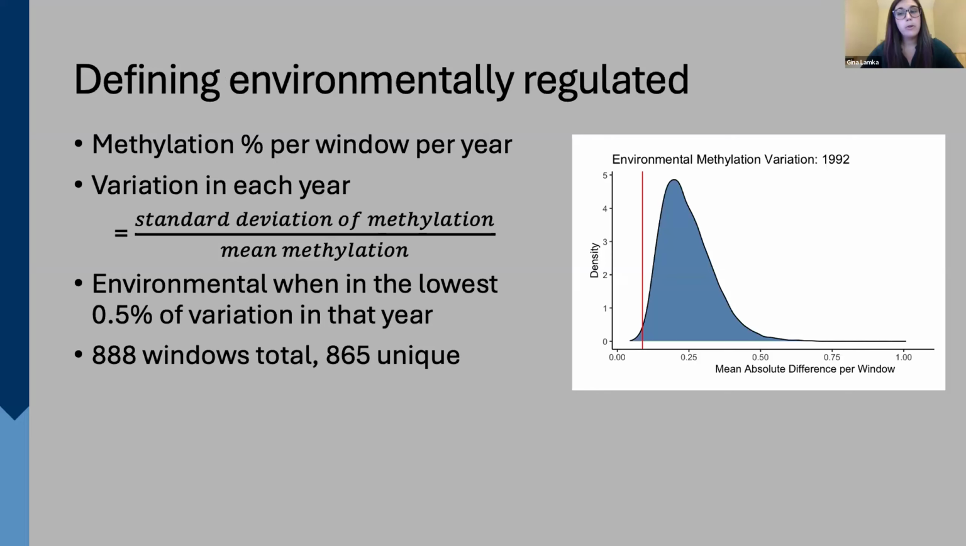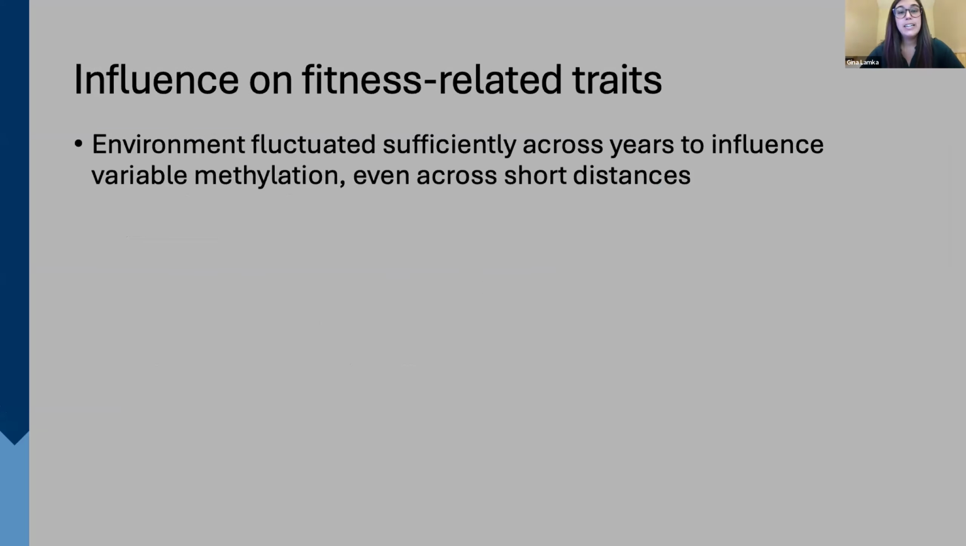So now that we had those heritable methylation marks, we also wanted to characterize methylation marks that are regulated by the environment. So we grabbed windows with the lowest 0.5% of variation. We wanted to be super conservative here, which resulted in 888 environmentally regulated windows across our 12 years, with 865 of them unique, which means that most of those windows that were represented more than once weren't in subsequent years. And that then told us that the environment fluctuated sufficiently across these years to influence variable methylation, even across these short distances.